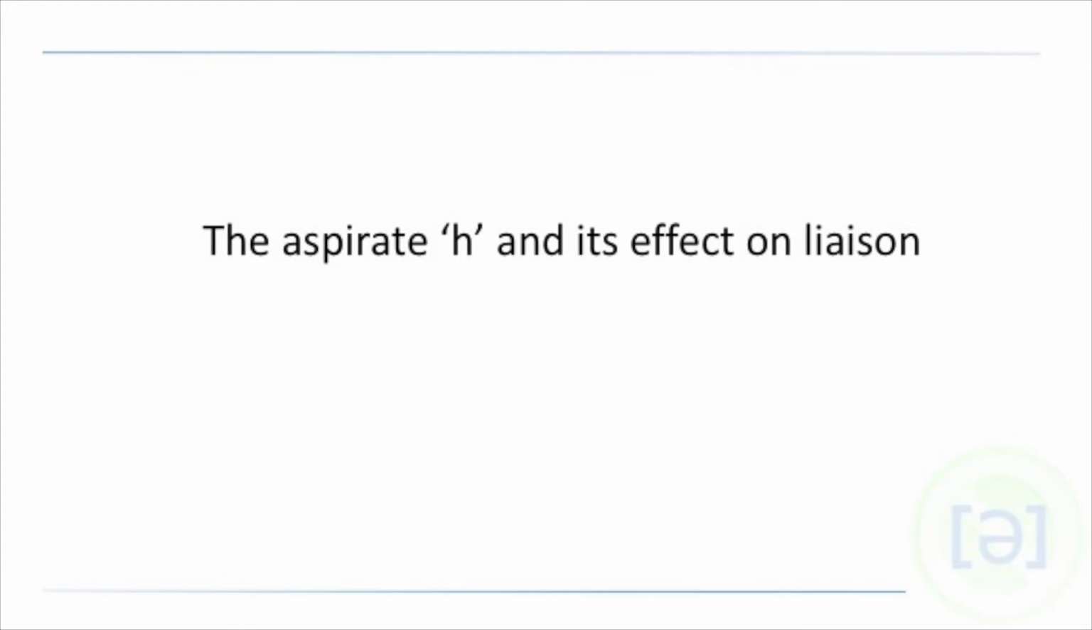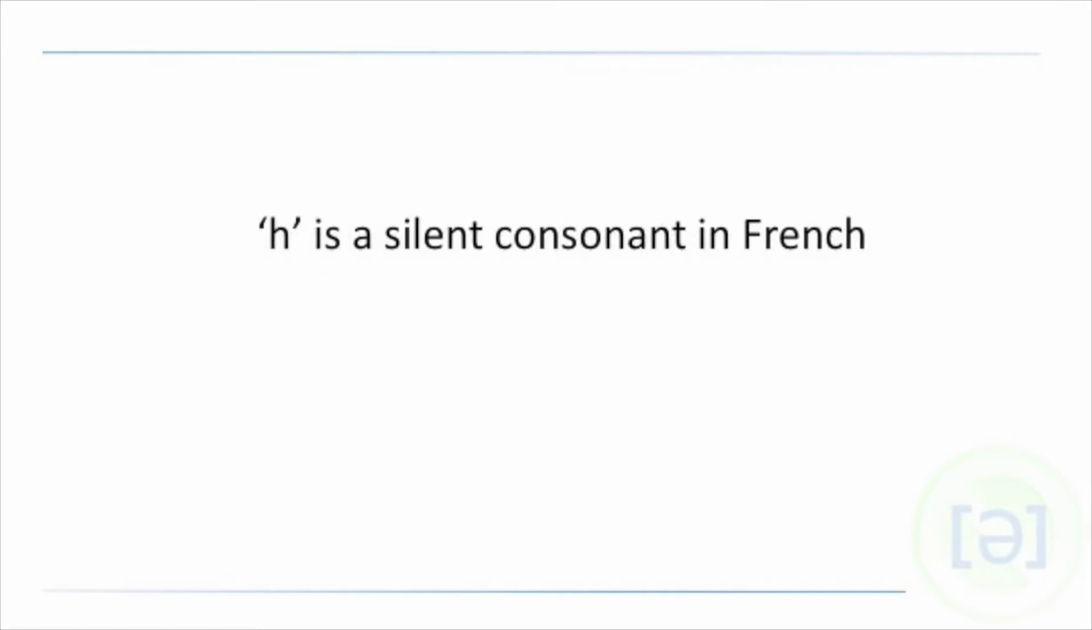One of the major rules that goes along with liaison is this concept of forbidden liaison. And when we talk about that, we have to talk about the aspirate H. What do we mean when we call an H aspirated in French? I think the first thing to mention about the H in French is that it is a silent consonant. We don't really ever pronounce it.